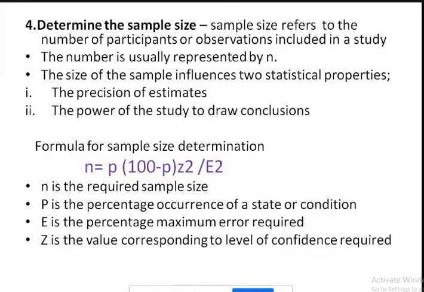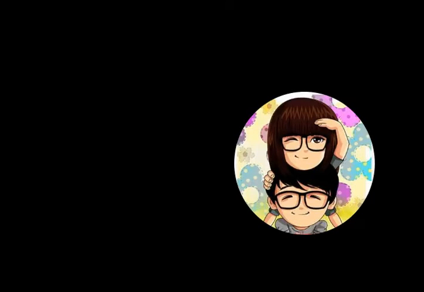This is the formula for determining the sample size: n is equal to p into (100 minus p) into z square by e square. Here, n is the required sample size, p is the percentage of occurrence, e is the percentage maximum error required, and z is the confidence level. Confidence level is the probability that the value of a parameter falls within a specified range.